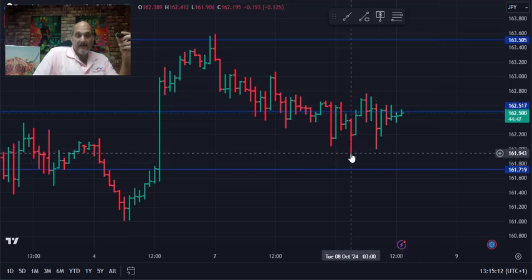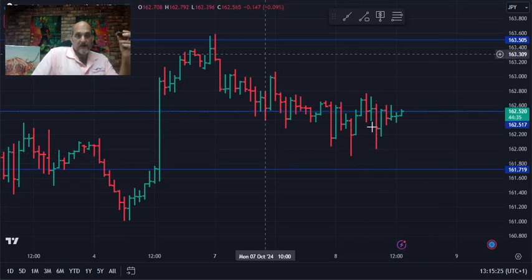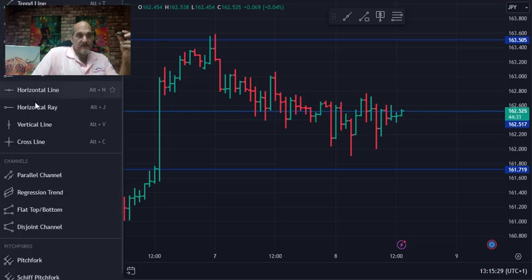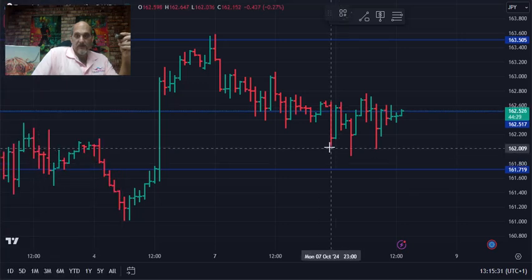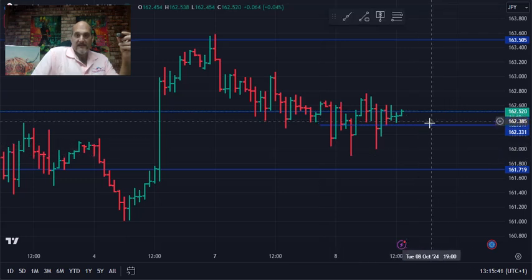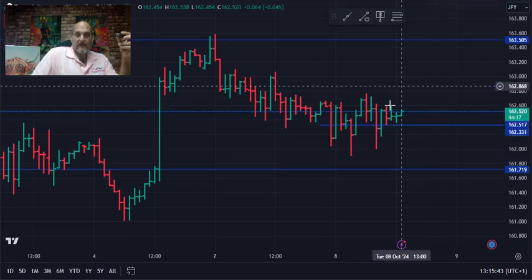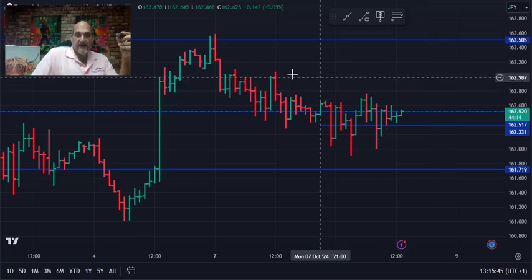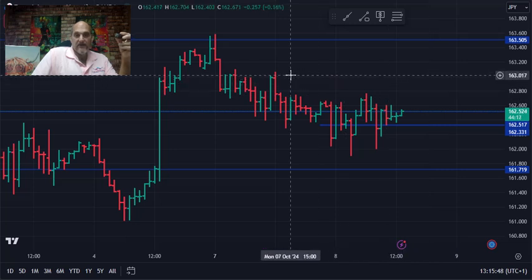Let's see where we are here. Let me get a ray. We need to stay above 162.40, 162.35. That's close enough. We need to stay above this level right now in order to start moving higher to get up to 163.